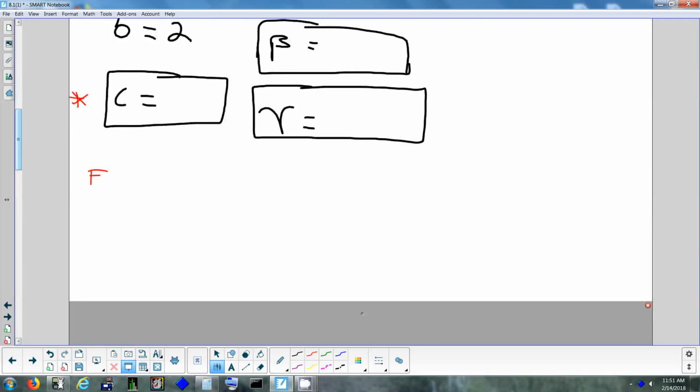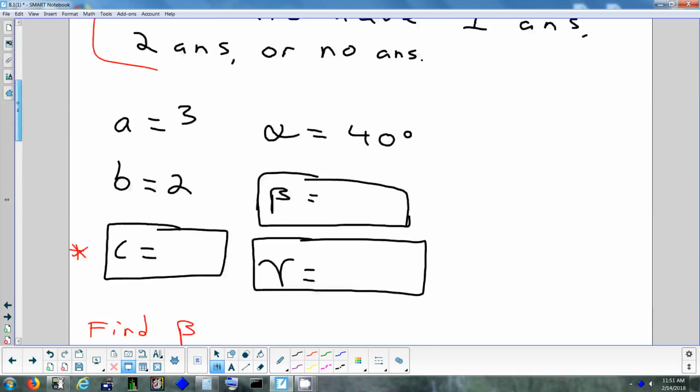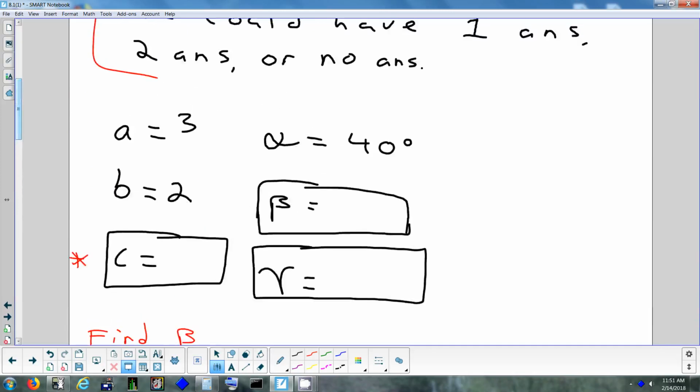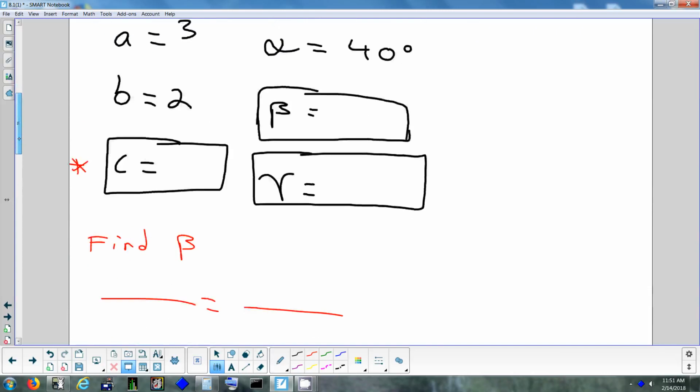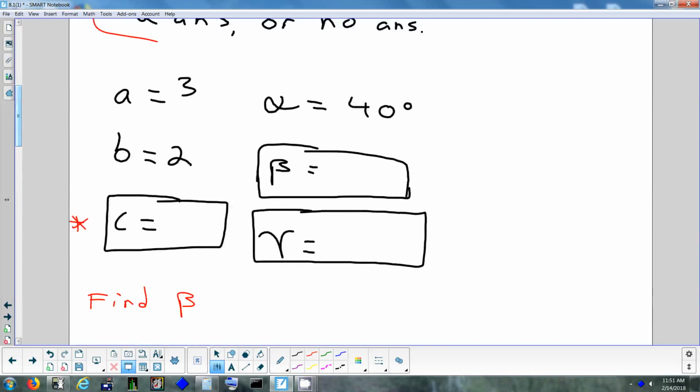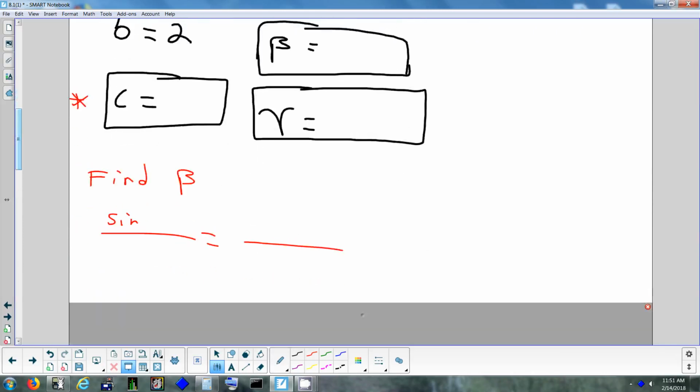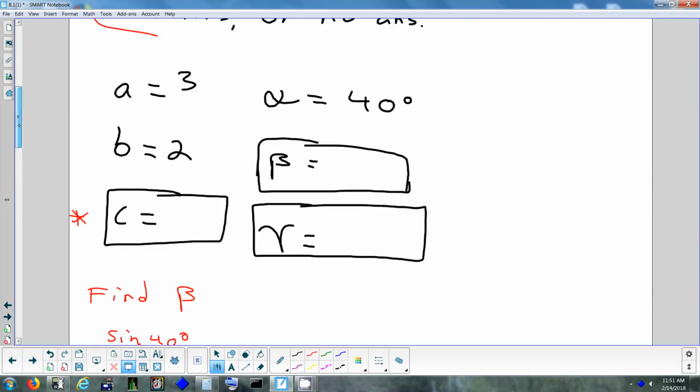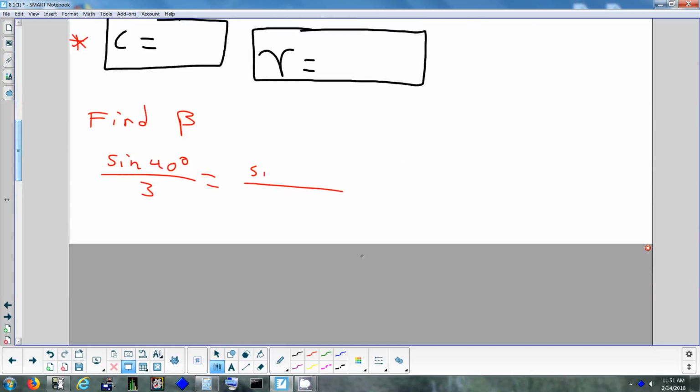So let's set it up. So we're using row A and row B. For row A, we're going to set it up as sine of 40 over 3. And for row B, sine of beta over 2. Now, I want you to look at that proportion we just set up. There's something really different about that than the last two problems. What's different?